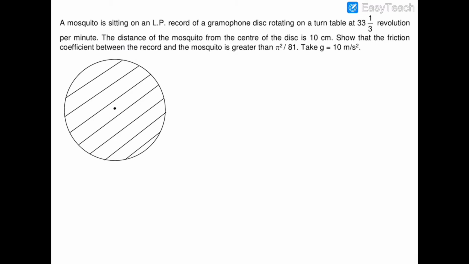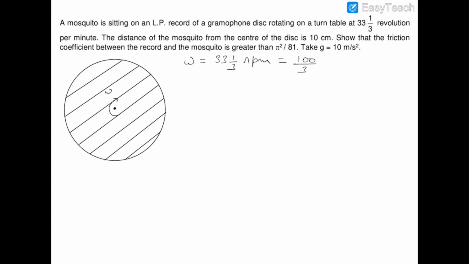In this question, there is a mosquito sitting on a disk, which is the LP record. This is a disk of a gramophone, and it is rotating with an angular speed of omega, which is given in revolutions per minute. So it is 33 1 by 3 rpm, which is also equal to 100 by 3 revolutions per minute.